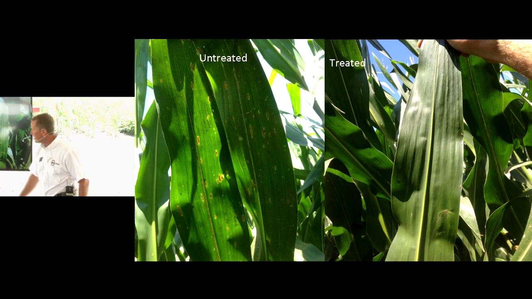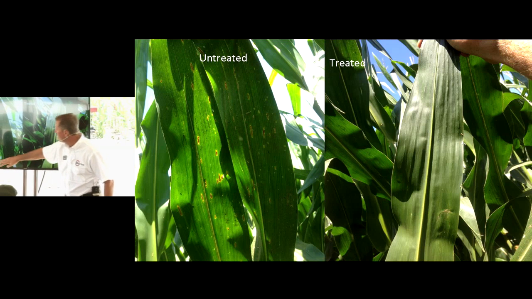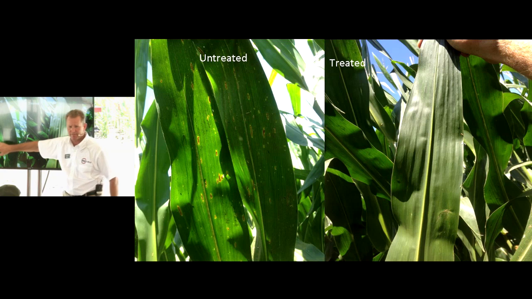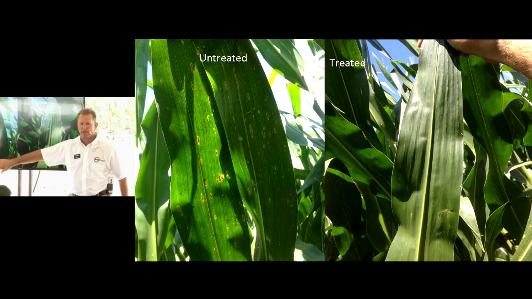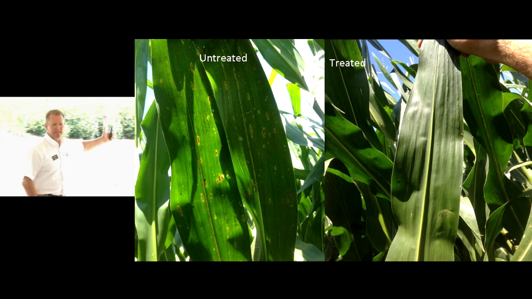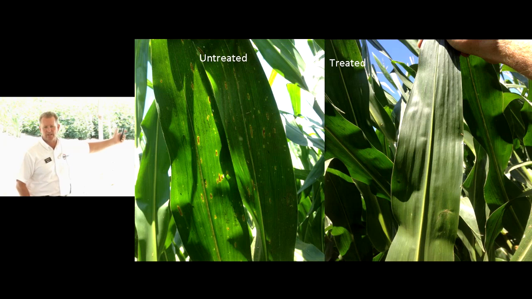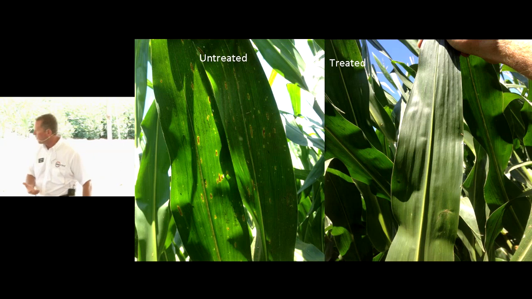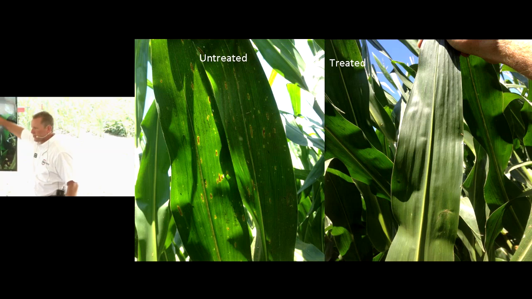This was just taken about 10 days ago. This is 2 leaves above ear. See all these lesions. What are all these brown spots not doing? They're not photosynthesizing, right? If they're not photosynthesizing, they're not taking advantage of that free sunlight. They're not building those carbohydrates so we can manipulate that yield equation. Here's the same leaf. Look how incredibly clean it is.